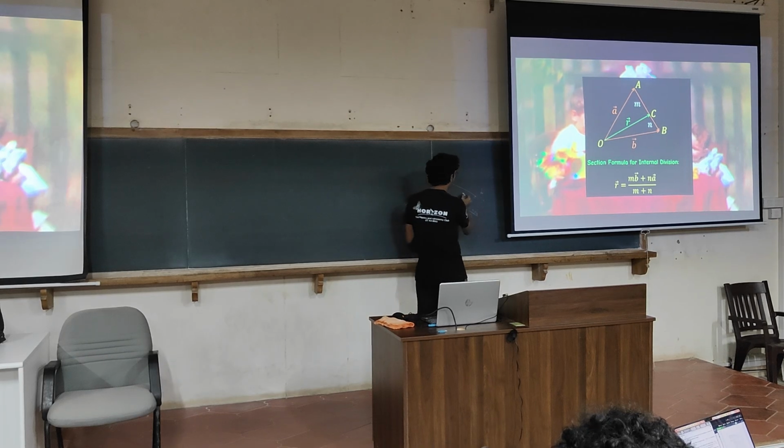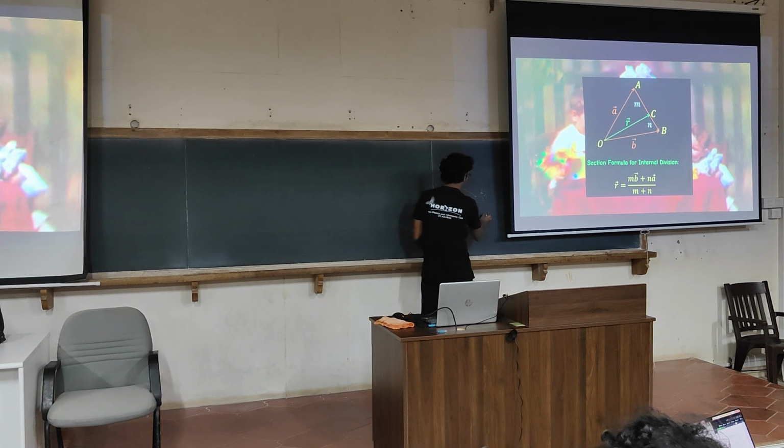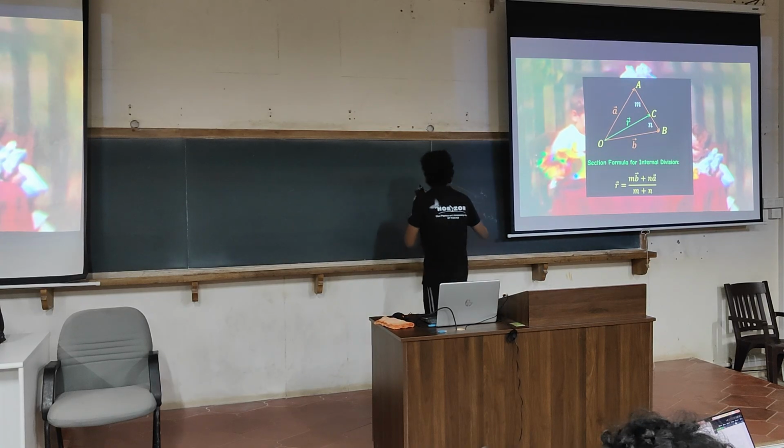M into b vector minus n into a vector, divided by m minus n, would give this point. Here m and n are always positive. The same applies for colors as well.